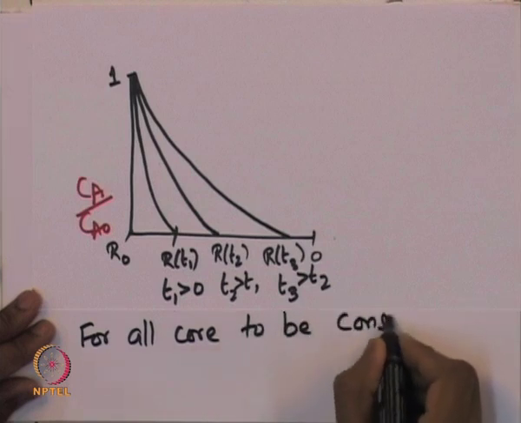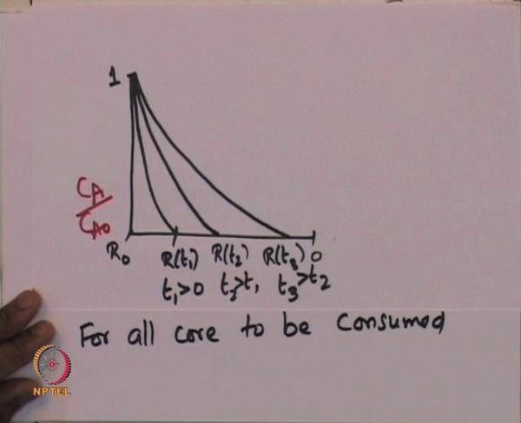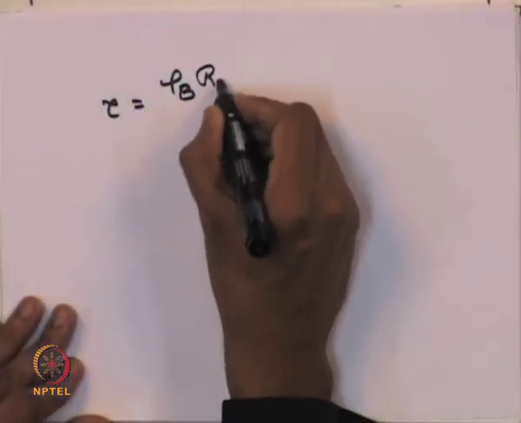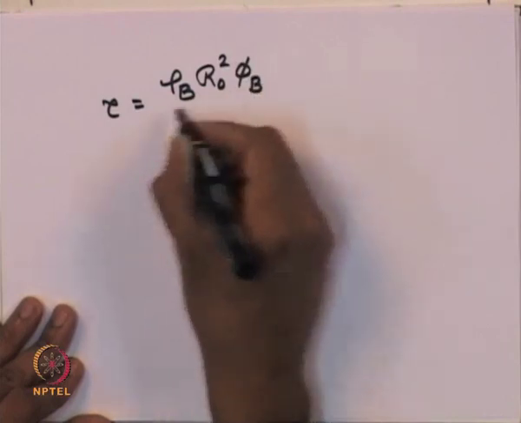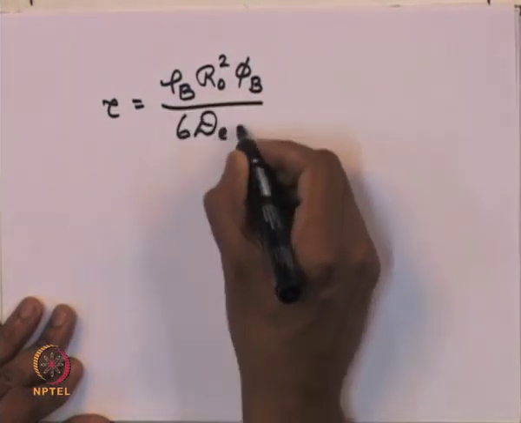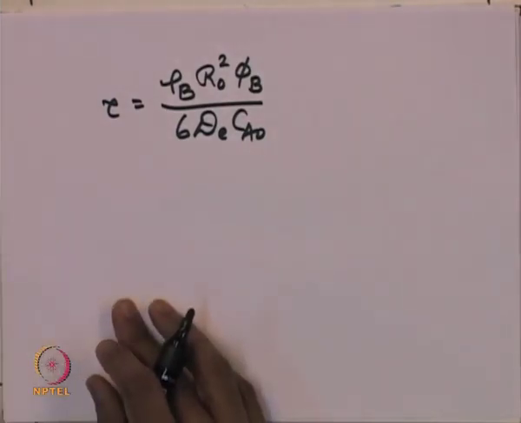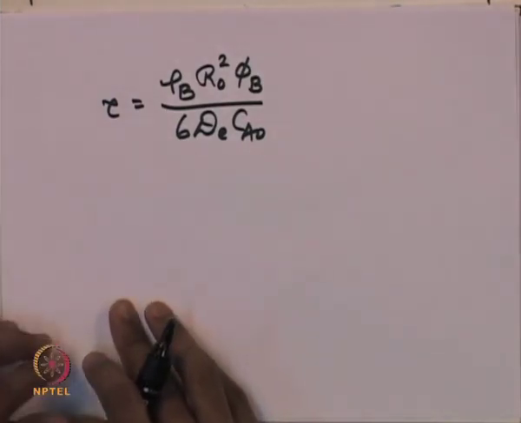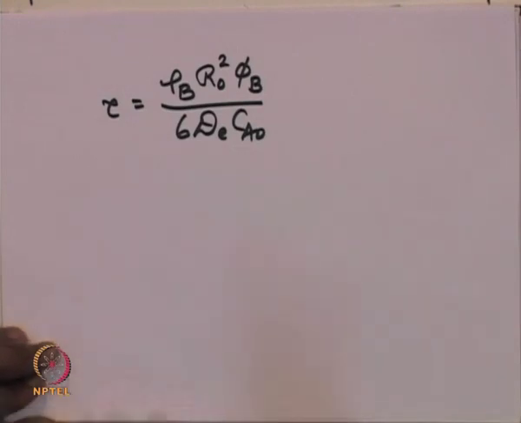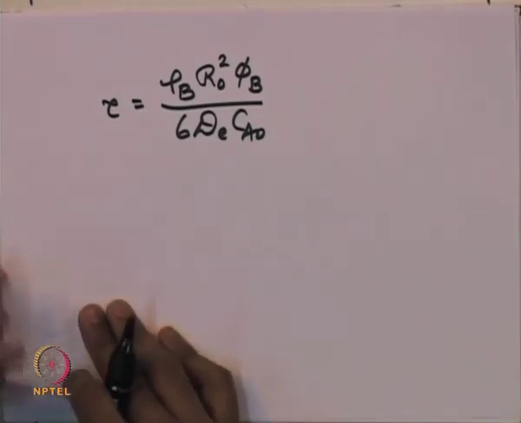Now, for all of the core to be consumed, which means that the unreacted solid goes to complete conversion, the time that it takes for complete conversion can be estimated as tau, which is equal to rho b, the density of the particle, multiplied by R naught into phi b, divided by 6 dE into Ca naught. So, that is the time taken for complete conversion, that is, all of the solid present in the original particle has been consumed because of the reaction.